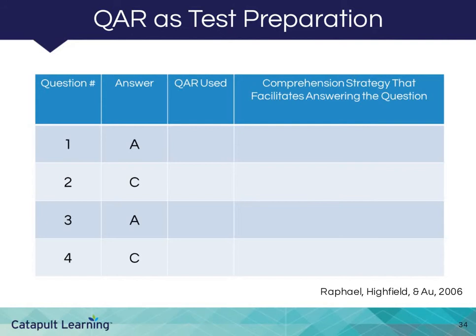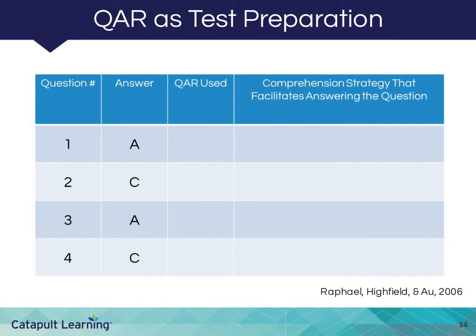In an analysis of released test items from several states, Taffy Raphael and her colleagues found that each test item could be placed in one of the core QAR categories, with think and search and author and me questions being the most prevalent. This is encouraging, in that authentic reasons for reading involve making connections within a text, as well as between what we read and our experiences.